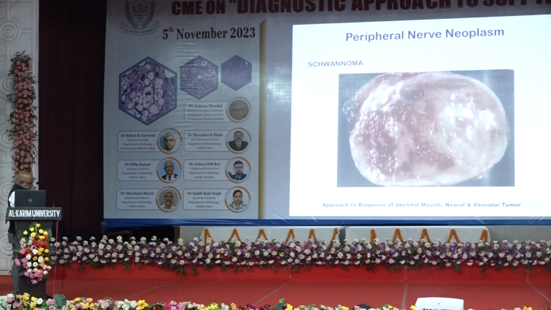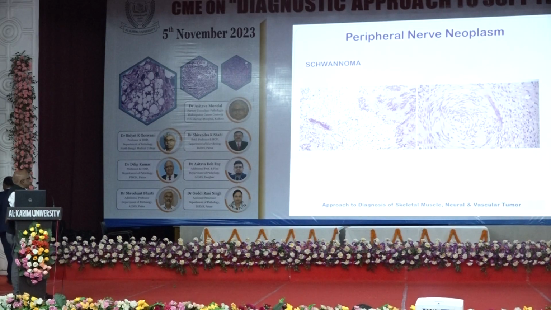This is the gross picture of schwannoma: glistening surface, lobulated, well encapsulated. And these are the microscopic features. You can see these Verocay bodies, the loose myxoid stroma. This is one whirling-like pattern.